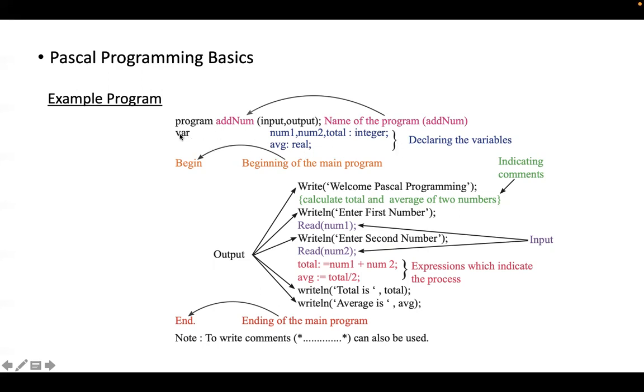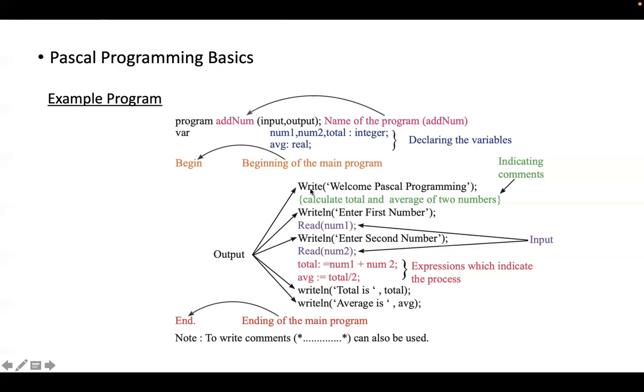You can see we are using this var keyword, then the variables we are going to create, a colon, the data type, and a semicolon. This is the structure for creating variables in Pascal. To start writing the solution, the body of the code, you must start with the begin keyword, and inside that begin, you can write anything you want, the solution for your problem.